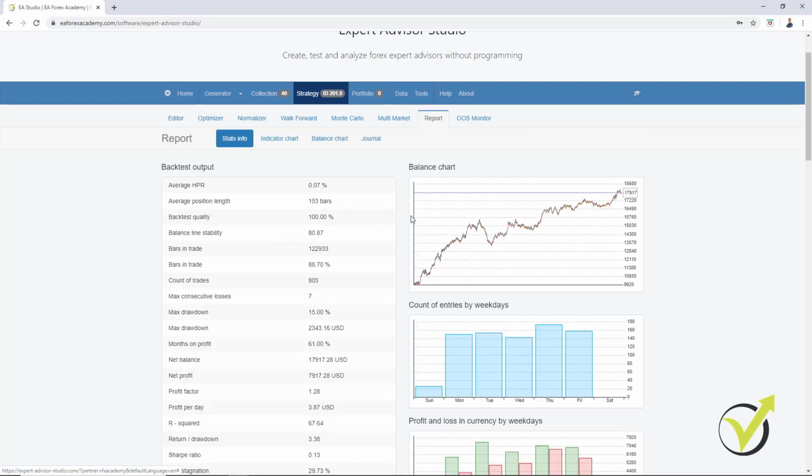And if I show you the report one more time, you will see that we have a profit factor of 1.28, and the profit factor is the profits divided by the losses.